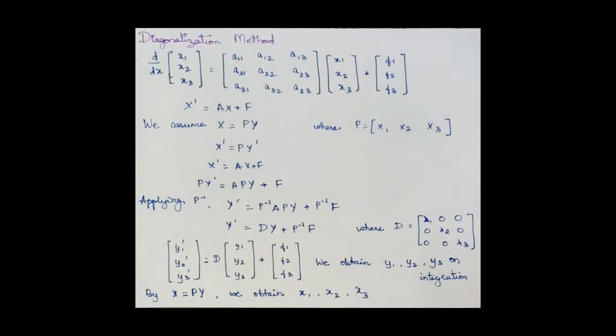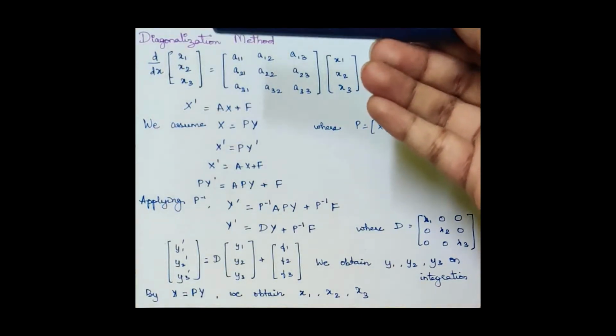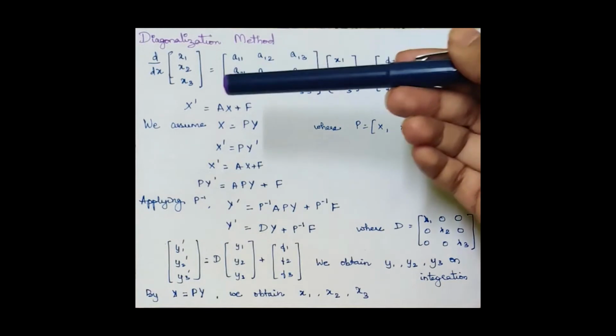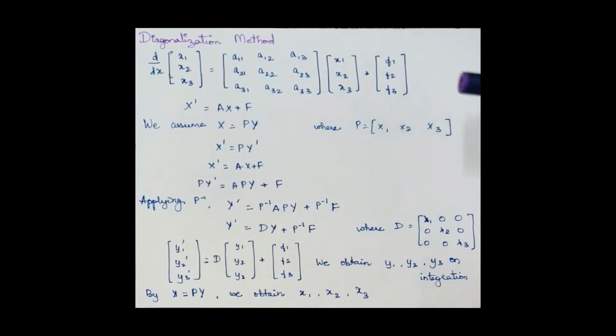There is a system of linear equations which you'll be putting in the form of matrices. So here you have d by dx of x1, x2, x3 and you have the corresponding coefficients x1, x2, x3 and you have the functions. If these are 0, it is homogeneous, and if these are not 0, it is non-homogeneous. So this is of the form x dash is equal to Ax plus F.